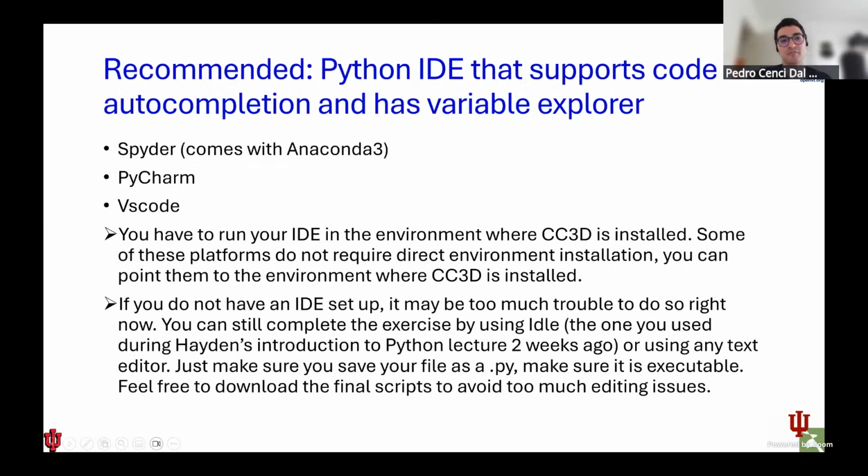It is very much recommended to use an appropriate Python IDE that has code autocompletion and a variable explorer. I use Spyder. You can also use PyCharm and VS Code. I use Spyder because it comes with Anaconda 3. I am lazy, too lazy to switch to VS Code, but the best option here is VS Code, because VS Code also has built-in CC3D code, which I cannot access through Spyder.